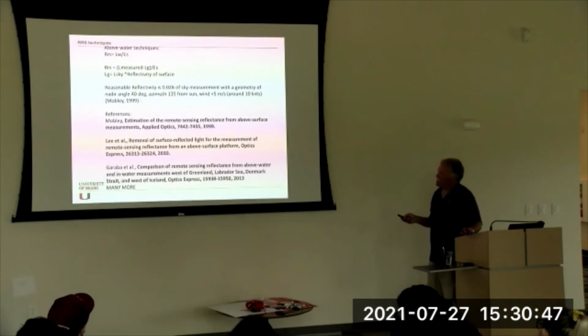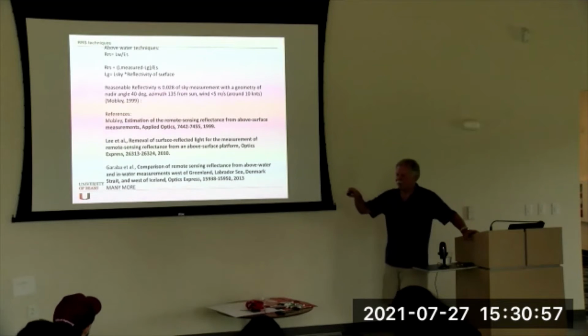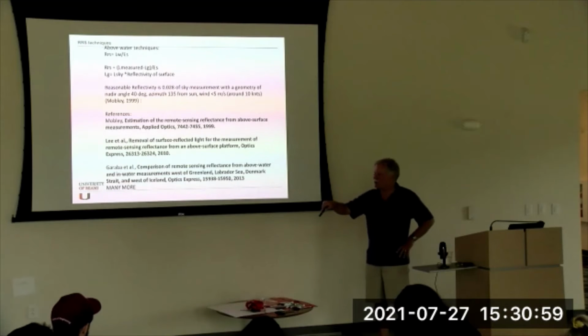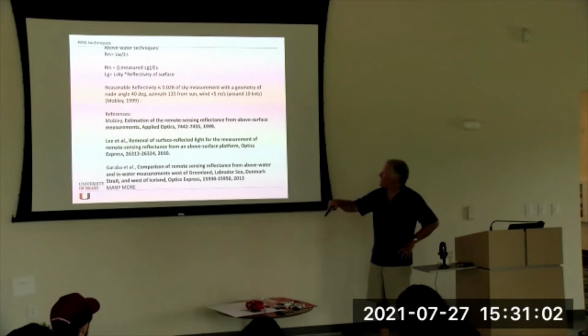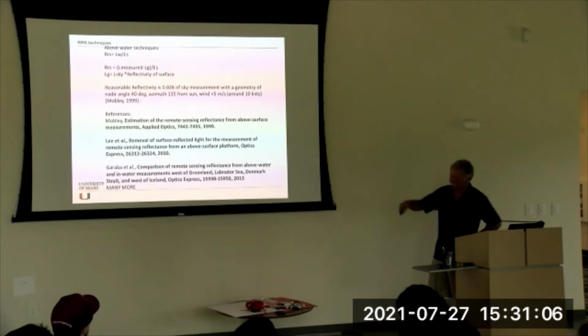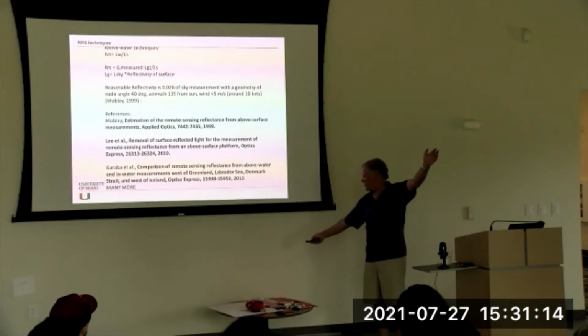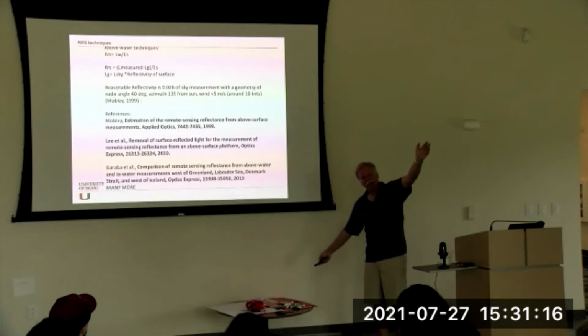So one of the techniques we're going to do is above-water remote sensing using above-water instruments. Effectively, you take a radiometer and you point it at the surface. The good angles right now are 40 degrees, looking up like this at 40 degrees from nadir and 135 degrees azimuth from the sun. So the sun's over here, and you'll be looking at the surface like that.